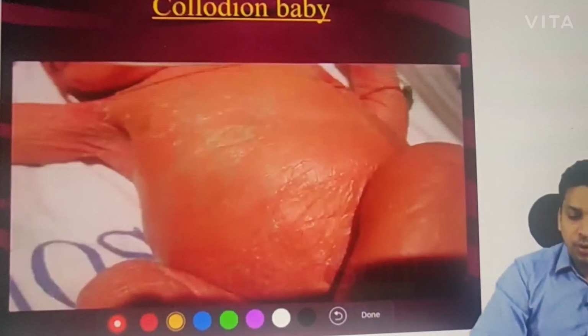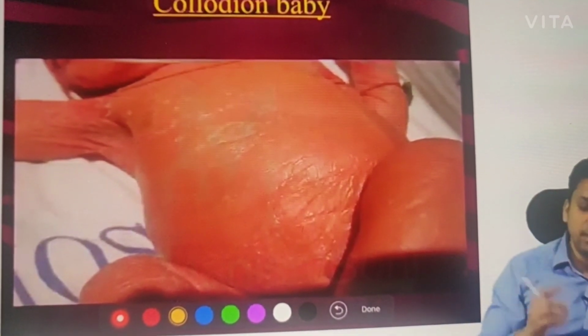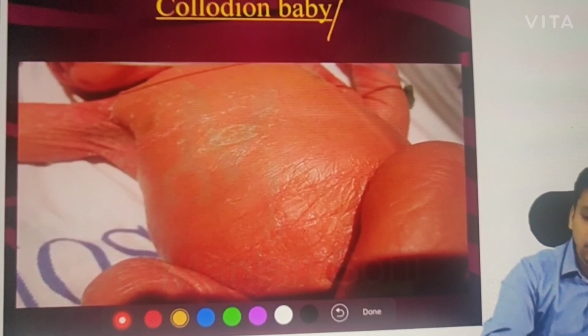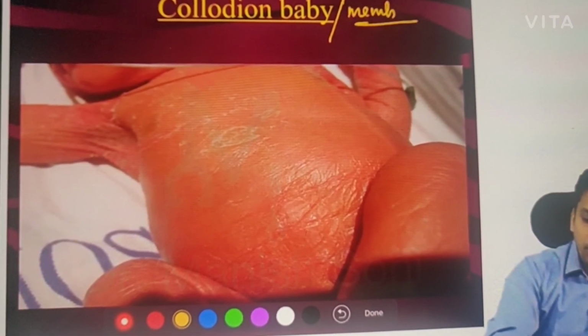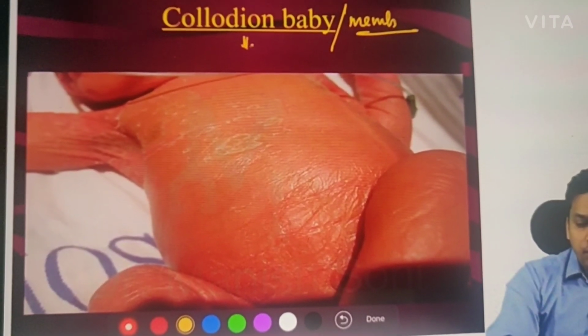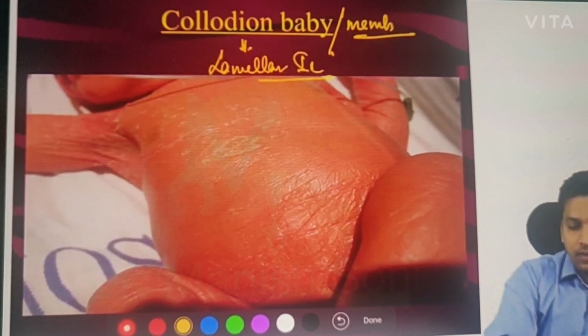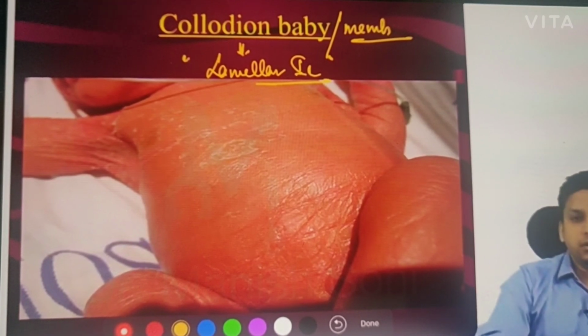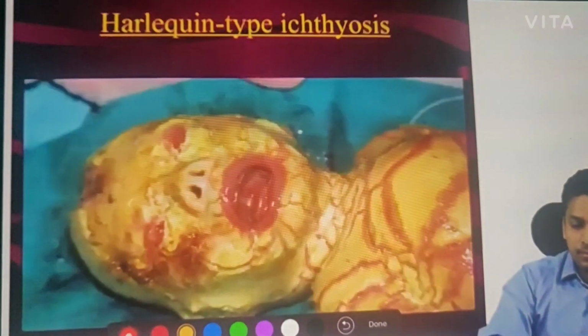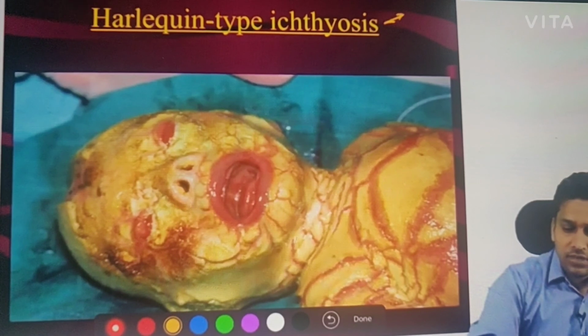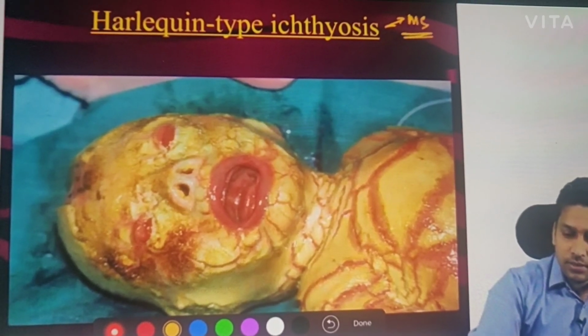Now when this child is born, the whole body is covered with a membrane. Such a membrane is known as collodion membrane or collodion baby. So remember, collodion membrane or collodion baby is seen in lamellar ichthyosis. This is not the most severe type of ichthyosis, though; the most severe type is the next one.